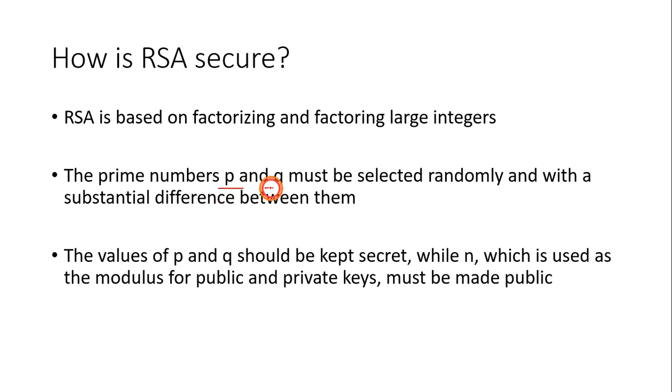So p and q are selected randomly, and of course they should be prime numbers. So you can see here the values of p and q are kept secret. They are not shared with anybody. Okay, only the value of n and also e is shared with everybody, the public key. Okay, and again the private key is not shared with anyone, right?